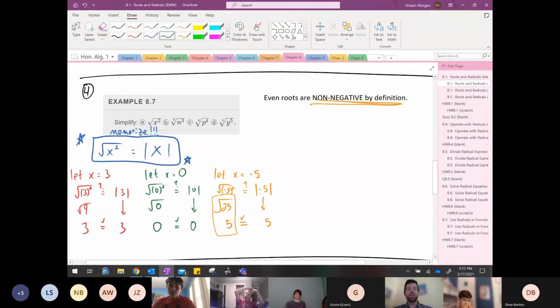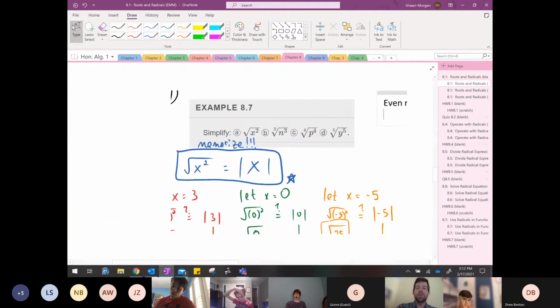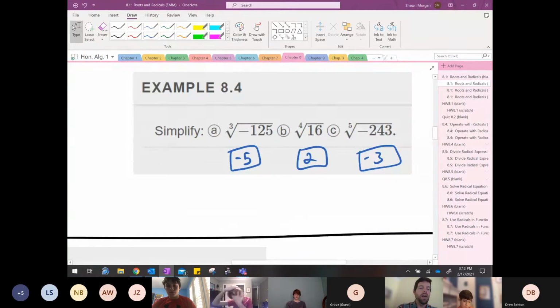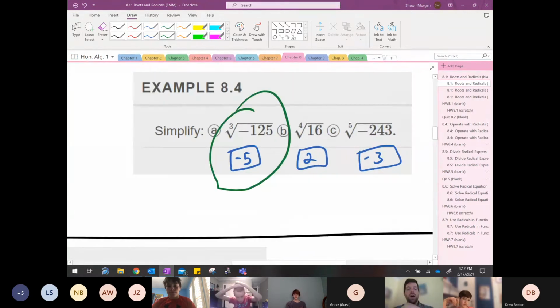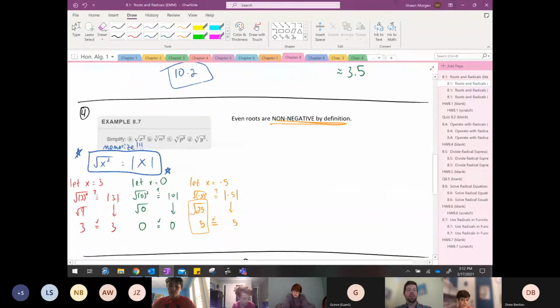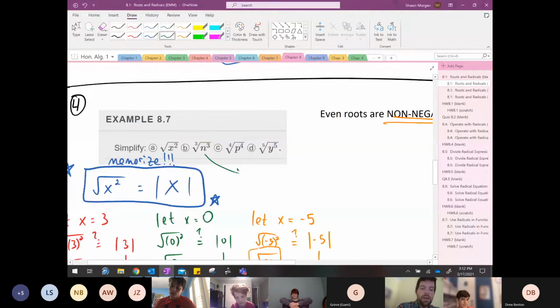Now, as far as odd roots go, we don't care. Odd roots can be negative if they want to. In fact, yesterday at the end of class, let me scroll back up there, we were dealing with a good-looking example of an odd root that could be negative. The cube root of -125 is -5, because -5 cubed is -125. So odd roots don't have this stipulation. Odd roots can be whatever.